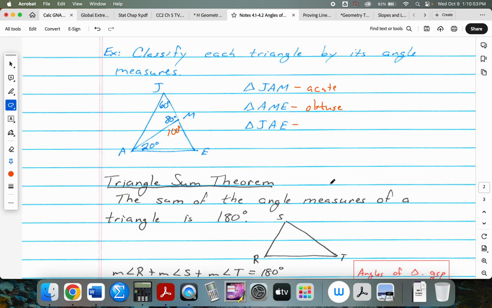And then let's talk about angle JAE. And you're like, oh. Well, in order to do that, you really need to know something that you've known, again, since junior high. What do the angles in a triangle add up to? 180. So 100 plus 20 is 120. Subtracted from 180 leaves it, this angle is 60.